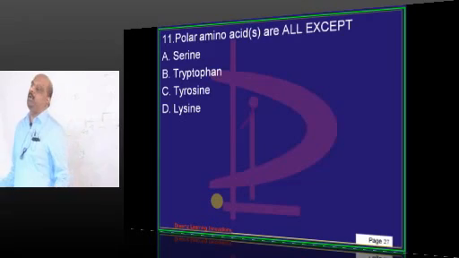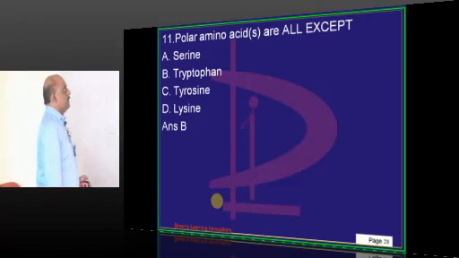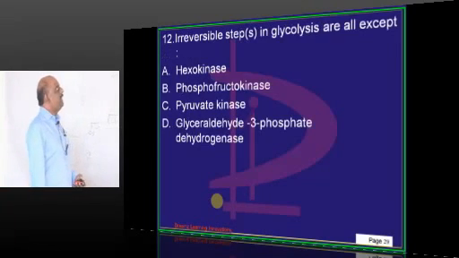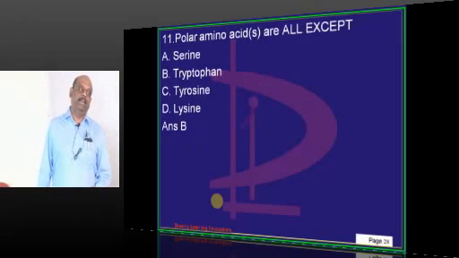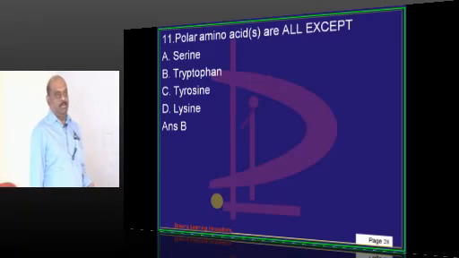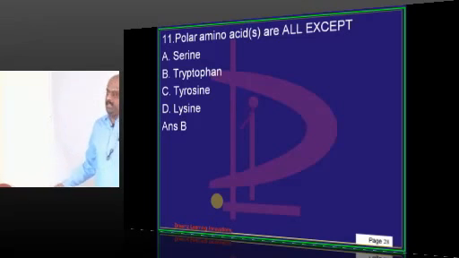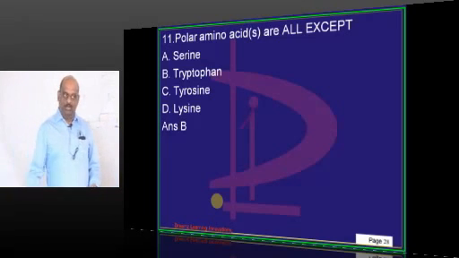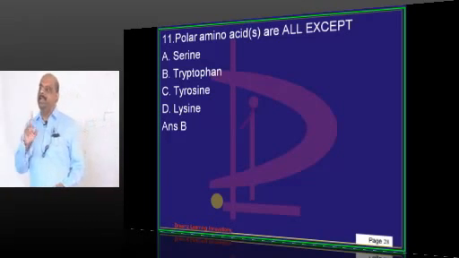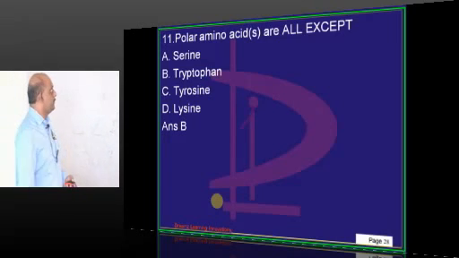So, what are all the polar amino acids? So, serine, tyrosine, lysine, but not tryptophan. So, you need to be quite sure. Polar, non-polar, simple mugging business. Nothing to do with intelligence. Essential, non-essential, ketogenic, glucogenic. So, one amino acid based question generally comes.